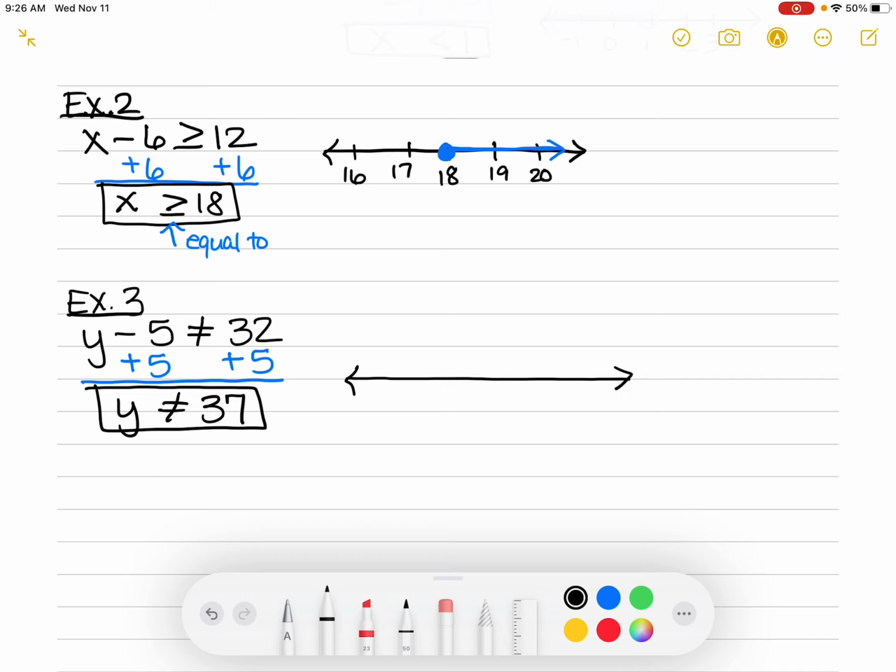Remember how to do not equal to. We're still going to set up the number line the same way we do for all the other ones. And then when it's not equal to, you're going to put an open circle at 37. That means it's not including 37 because it's not equal to. But it is including every other number there is. It's including 37.5, 36.5. So I need to shade all of the right and all of the left.